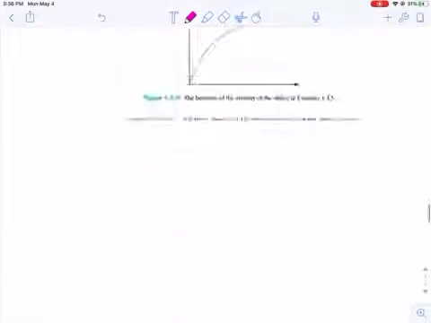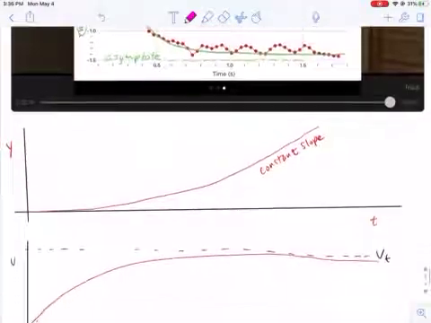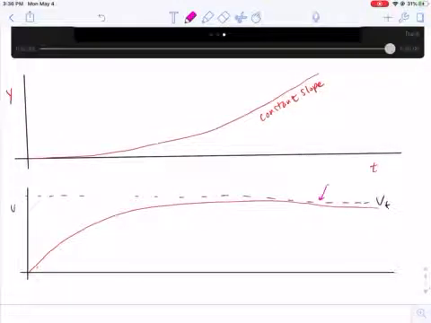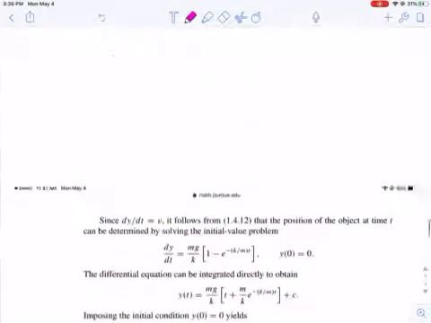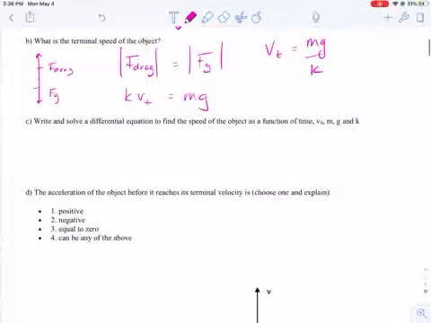So back to these drawings, this value would be mg over k. That's my terminal velocity and my asymptote. Okay, part C. Write and solve a differential equation to find the speed of the object as a function of time, v naught, m, g, and k.